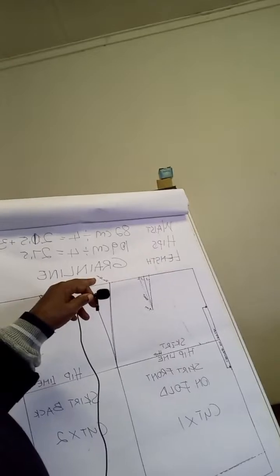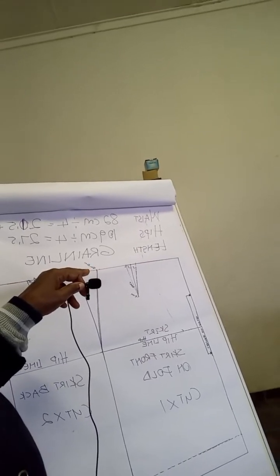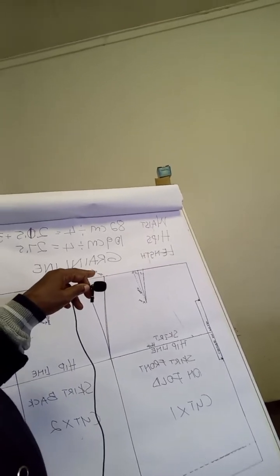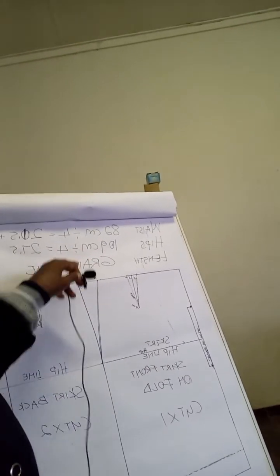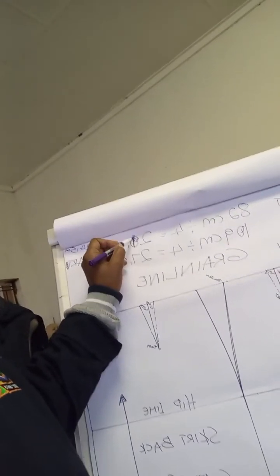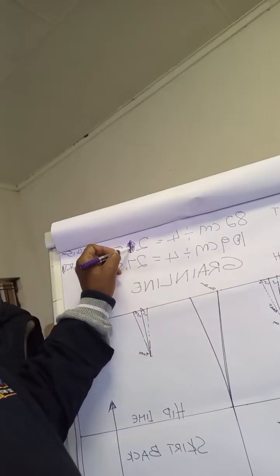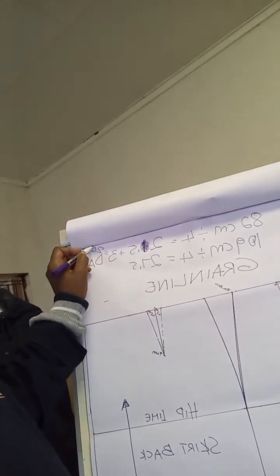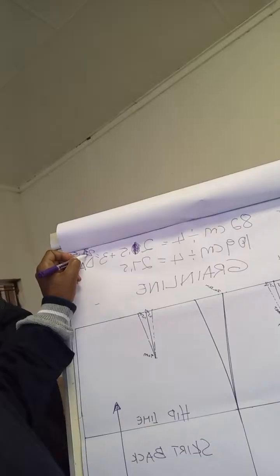Correct the pattern, but correct the calculations. No, it's fine. The calculations are the same. The calculation here is 20 and a half. That becomes 23 and a half, because 3 is for the seam allowance. So we are good, guys. Yeah, let's go.